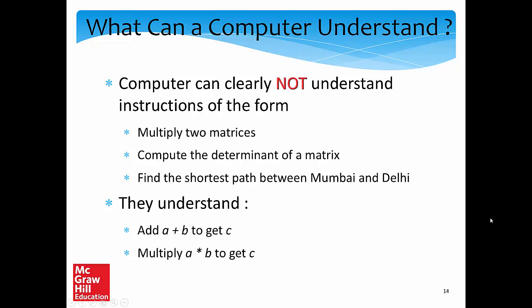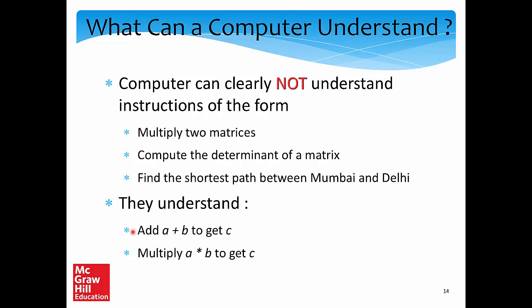So what can a computer understand? Computers are not smart enough to understand instructions of the form multiply two matrices, compute the determinant of a matrix, or find the shortest path between Mumbai and Delhi. They are simply not that smart that they can do problems with such a high level of difficulty. They are not even smart enough to answer the question, what is the time right now? So what do they understand?